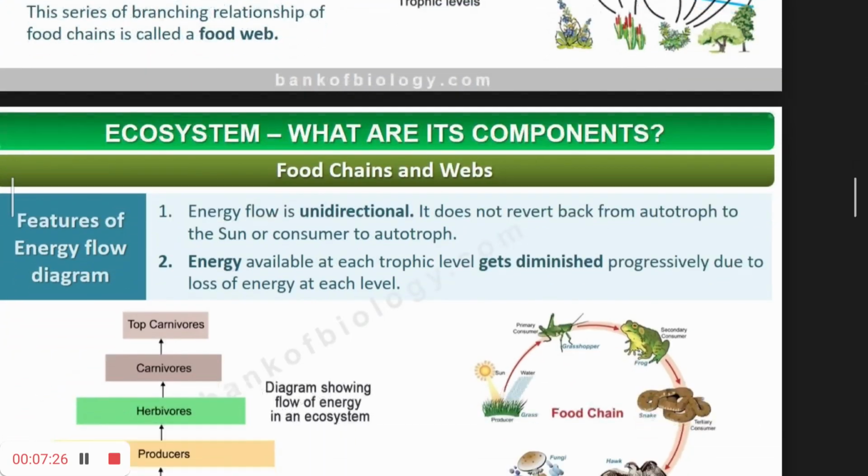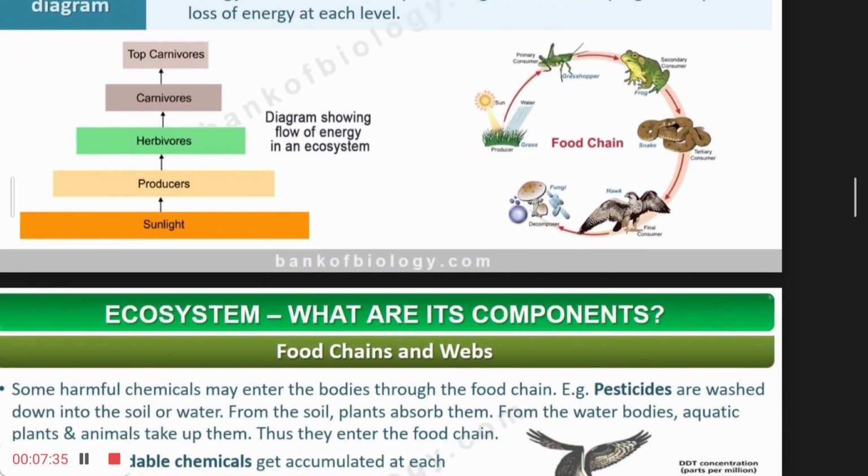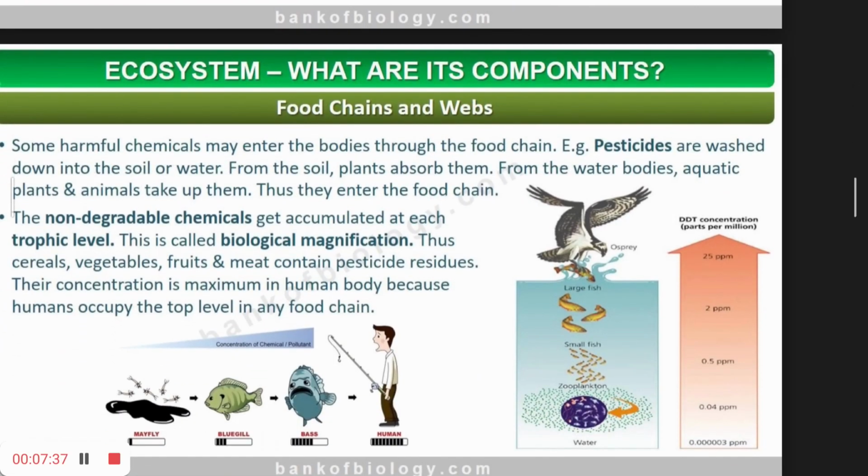Okay. Next, the flow of energy is given here. The same thing, it is unidirectional. It cannot be reverted back. From the sun, producer, herbivore, carnivore, top carnivore. Okay.